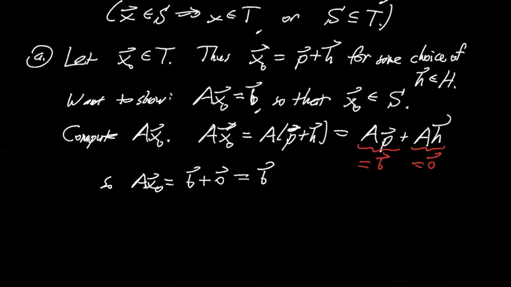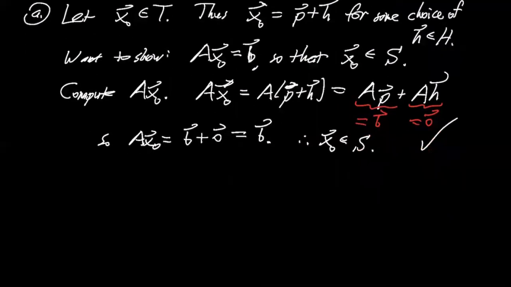It was very easy, right? What we're really saying is that if we add a homogeneous solution to a particular solution, it's still going to be another particular solution, because the homogeneous solution doesn't change anything. When you hit it with A, you just get 0. So it doesn't change the value of A times that vector, so you still get B. That's what this argument is doing. And so therefore, those 3 dots are sometimes read as therefore, we just showed that X naught lives in S. Okay, so that's half the proof.